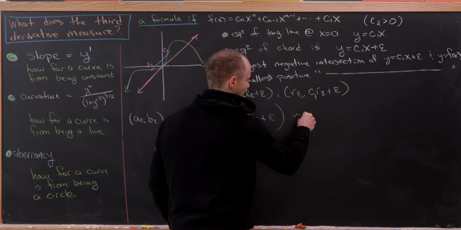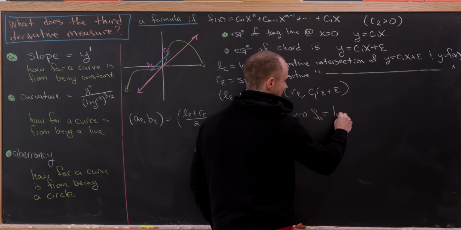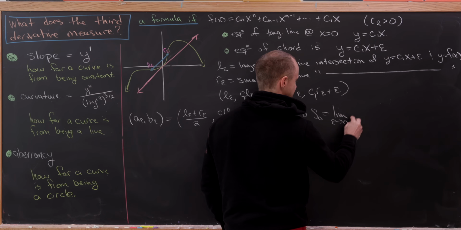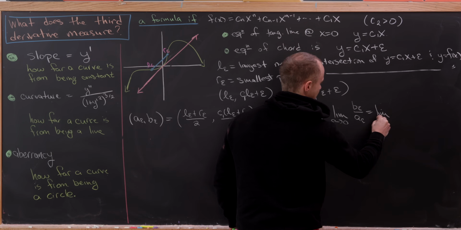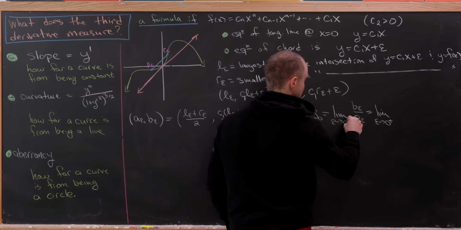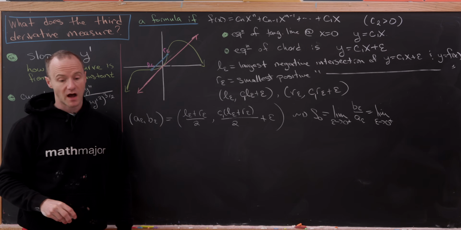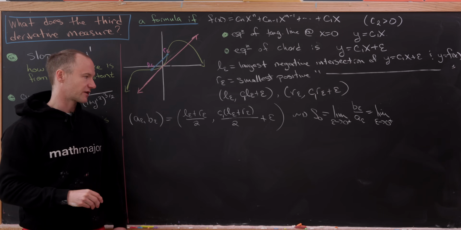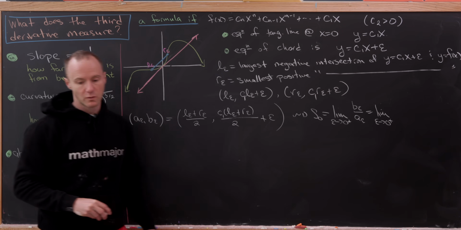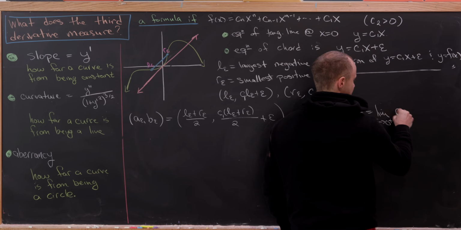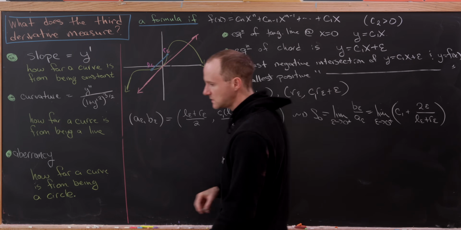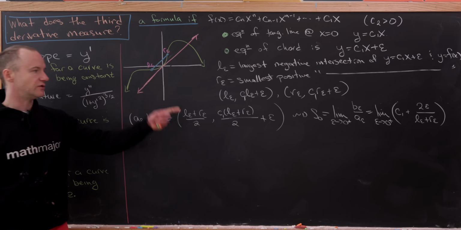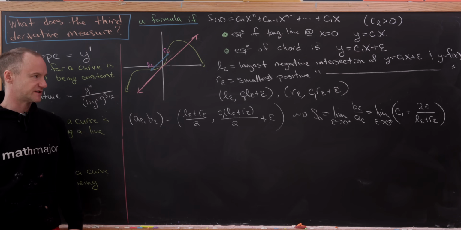But now from here, we can calculate that SC object. And what's that going to be for us? Well, I'm going to write it as S_0, and that's going to be the limit as epsilon goes to 0 from above of B_epsilon over A_epsilon, which, after doing a bit of straightforward calculation, we're going to get something like this: c_1 plus 2 epsilon over (L_epsilon plus R_epsilon). But notice as epsilon goes to 0, the numerator of the fraction in there goes to 0.